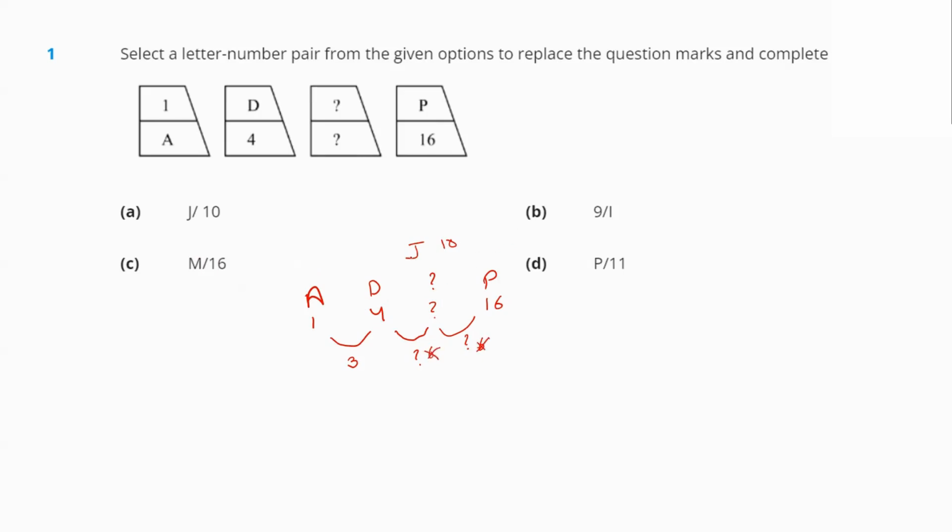Using the second option, that is 9 and I. So if we put I here and 9 here, it is 3. Then here it will come 5. And here it will come 7. So there is a clear relationship of plus 2 here. So our correct option will be option number B. Moving on to the next question.